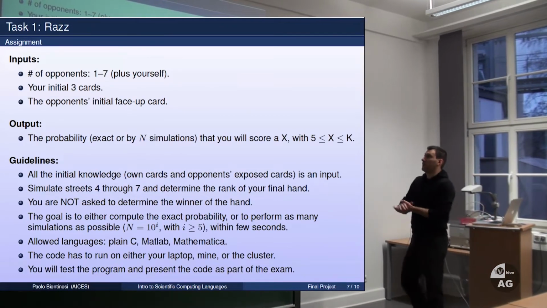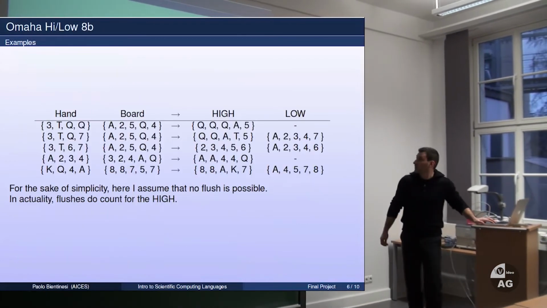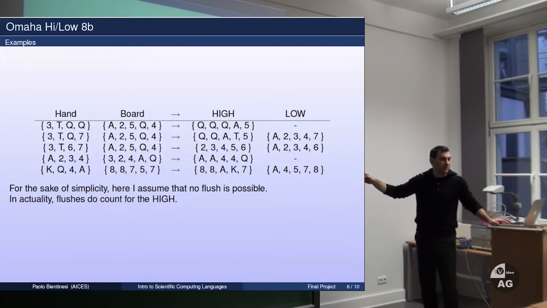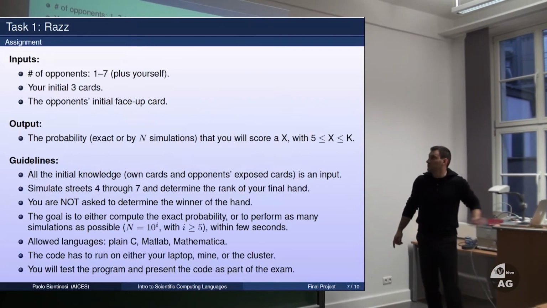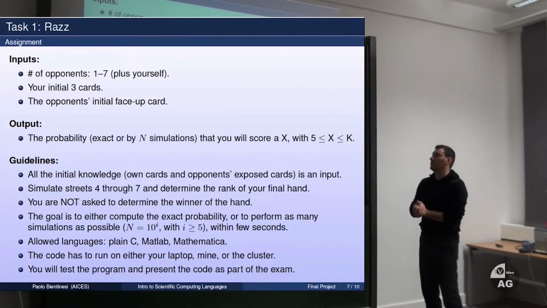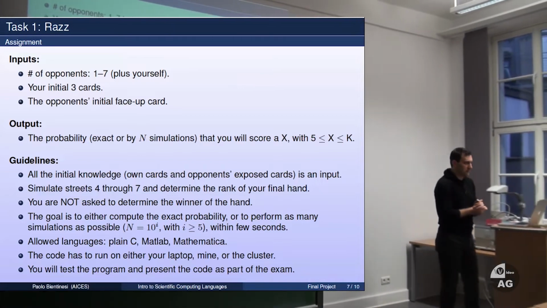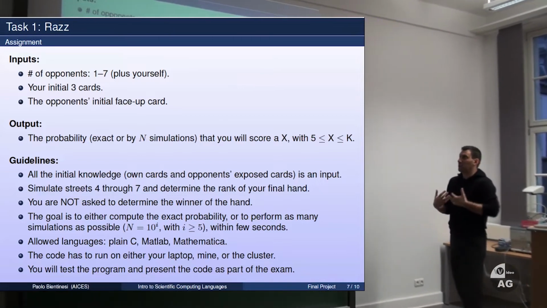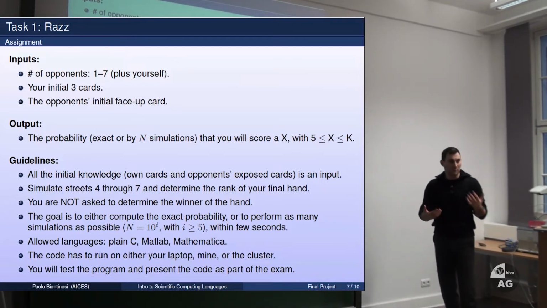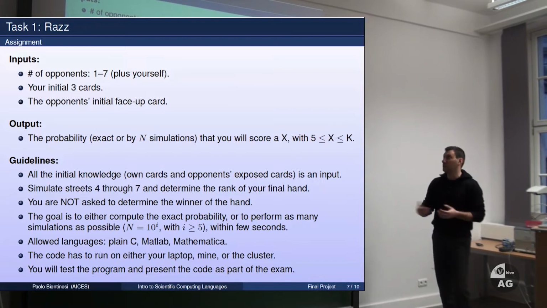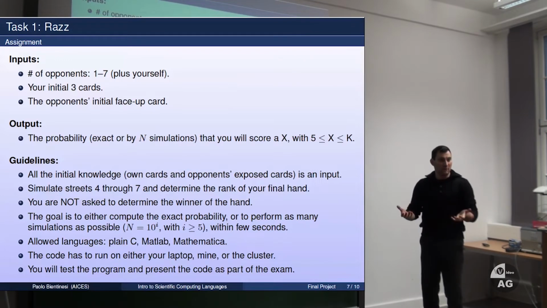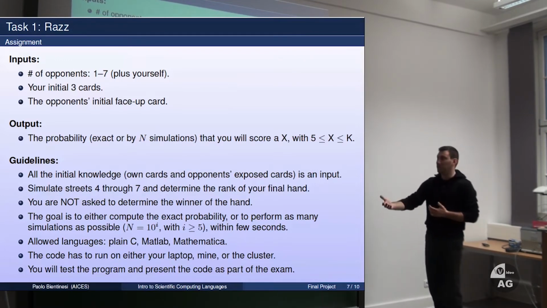Okay, task for RAZZ. Sorry, maybe it's fast. Are there any questions here? Any other question? No? So, task number 1. There are 2 tasks, one on RAZZ and one on Omaha Hi-Lo. Here is the scenario. It's you, and you are playing against 1 to 7 opponents. So minimum is you versus 1, max is 8 players. Okay. The program needs to know how many opponents you have.